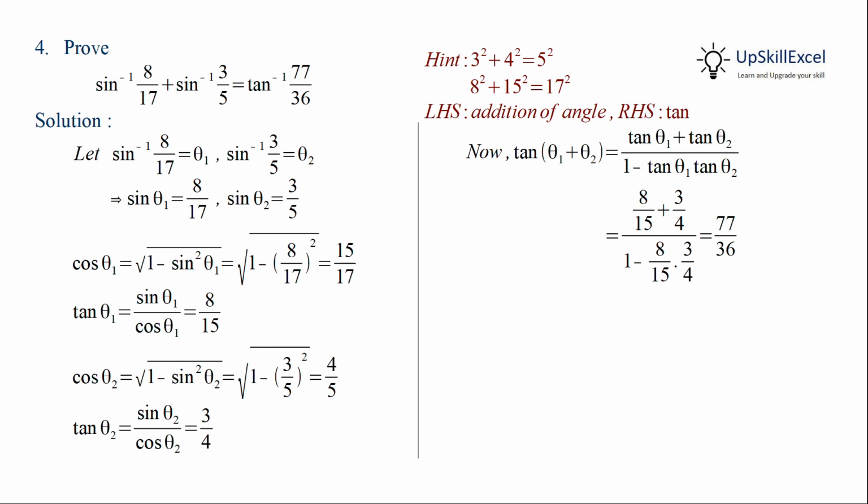Now we can take tan inverse on both the sides, giving us tan inverse 77 by 36 is equal to theta 1 plus theta 2. We can substitute theta 1 and theta 2 from our assumption to get tan inverse 77 by 36 is equal to sin inverse of 8 by 17 plus sin inverse of 3 by 5.